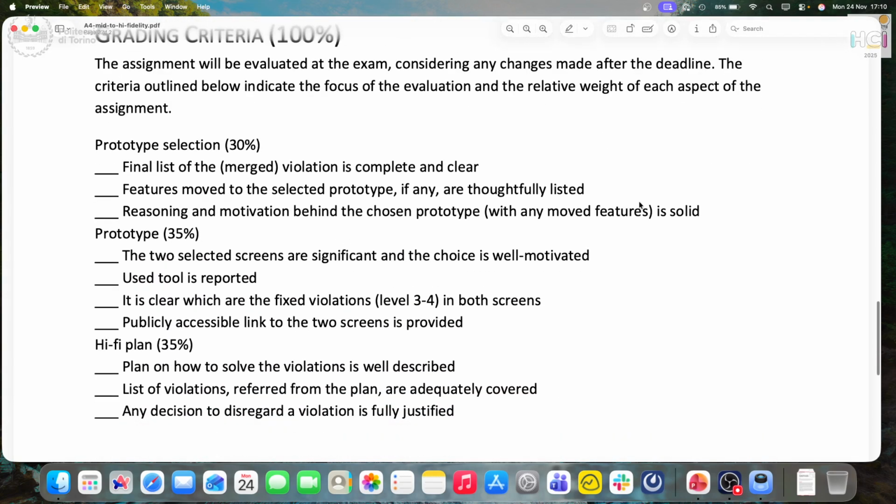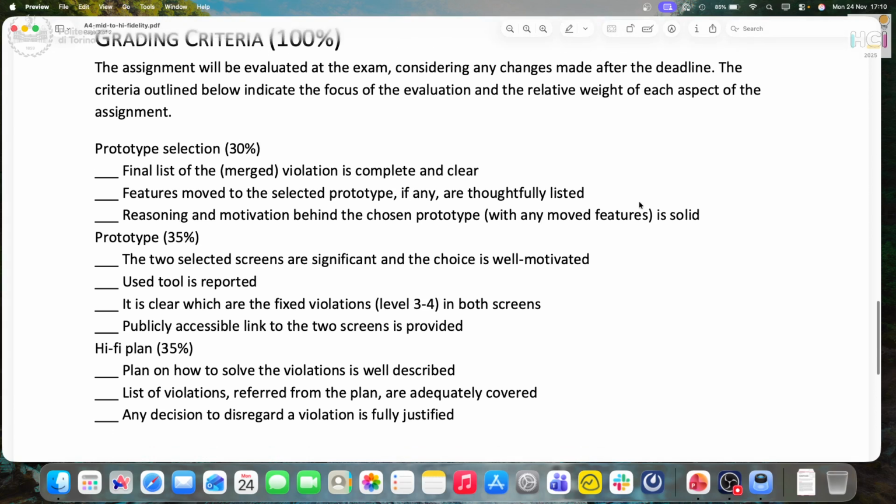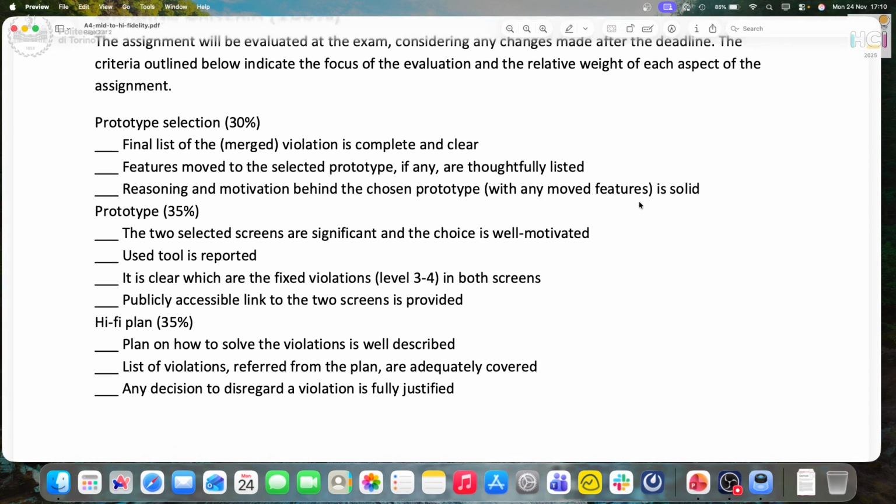And as always, there is a grading criteria for this assignment. Being a 1-week assignment, it will also be associated with a smaller number of points for the exam. But roughly it is 1/3 for each: 1/3 for the prototype selection, 1/3 for the medium fidelity prototype, the 2 pages, and 1/3 for the high fidelity plan. And again, these criteria are written in the assignment.